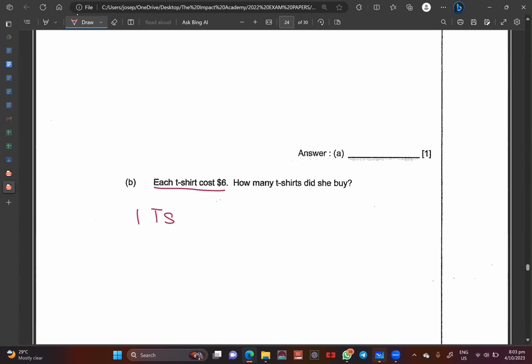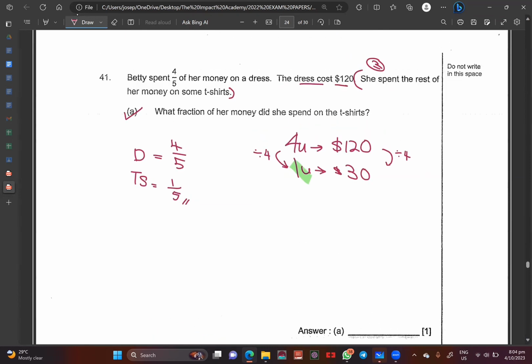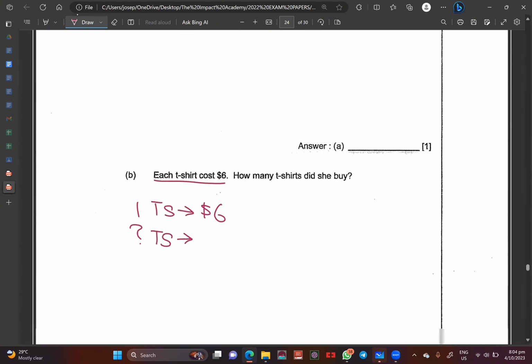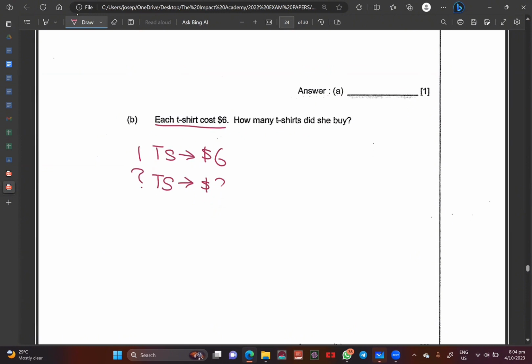Okay, so we know that 1 T-shirt is how much? $6. How many T-shirts did she buy? We need to find out how much she spent on T-shirts. How much do you think she spent on T-shirts? She spent 1/5, right? So isn't 1/5 $30? Isn't it true that she spent $30 on T-shirts? Right? So she spent $30 on T-shirts.